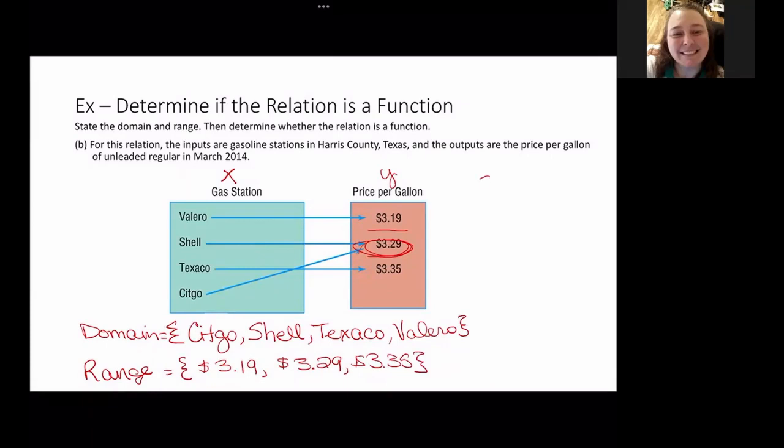Now, is it a function? Well, for each one of our x, we only have one y. It's okay that two of them share the same y. We cannot share the same x. Okay, that's the difference. So yes, it is a function.